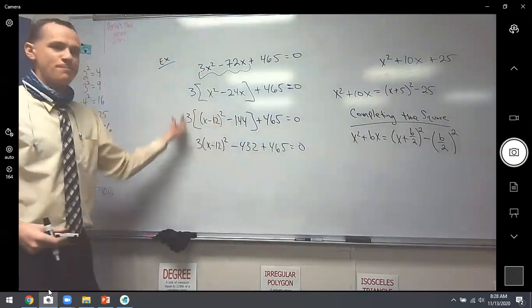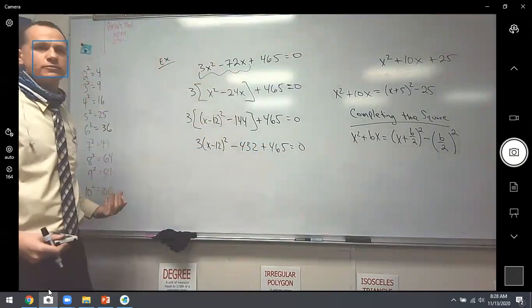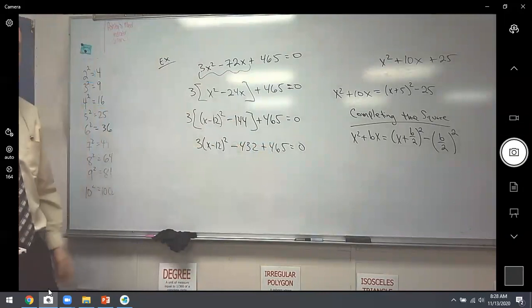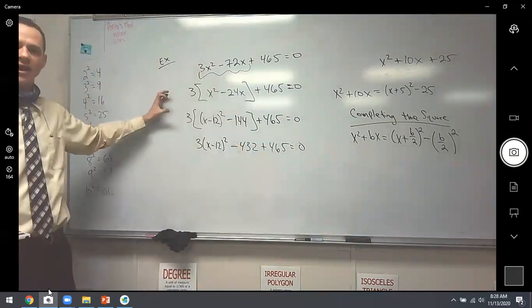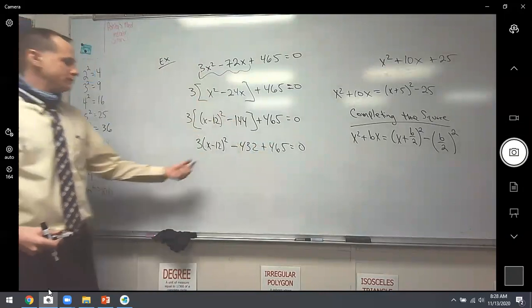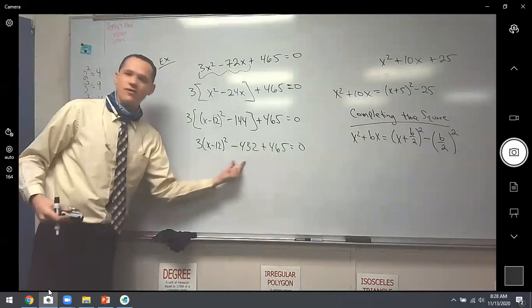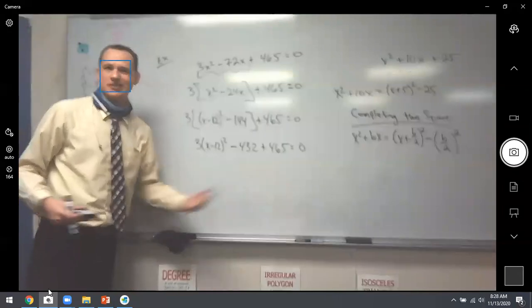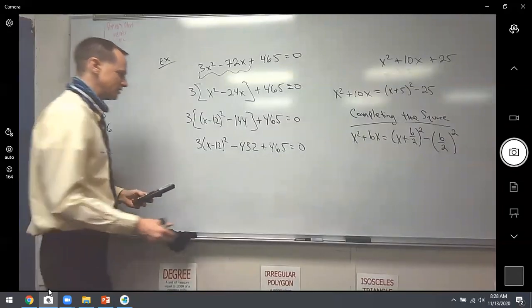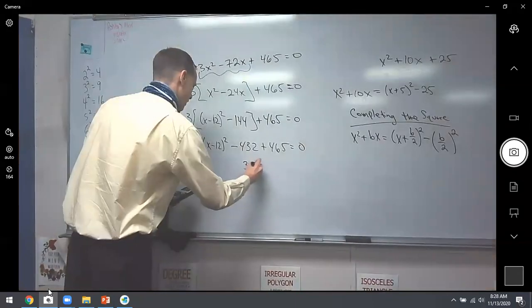So we put the 3 back in. We took the 3 out so we could use the formula, and then we put the 3 back in. That's how you deal with the things in front. Get it out of the way, then do the formula, and then put it back in. Now, never a bad idea to combine like terms. Let's figure out what this is. Negative 432 plus 465 is 33.